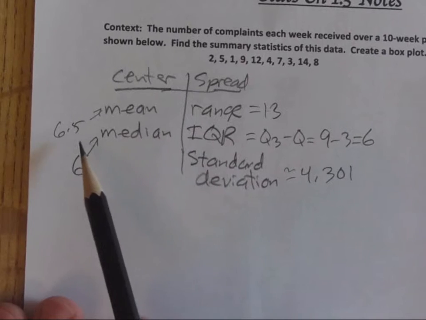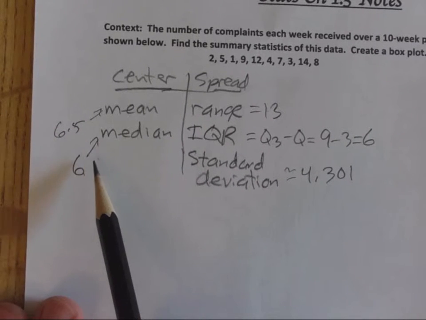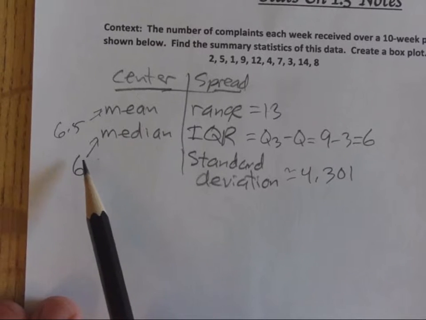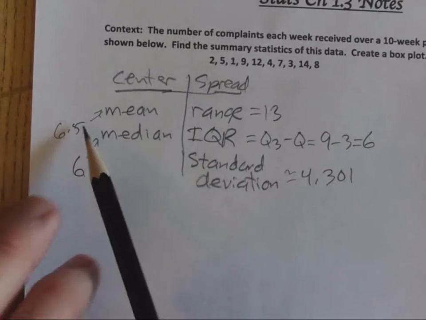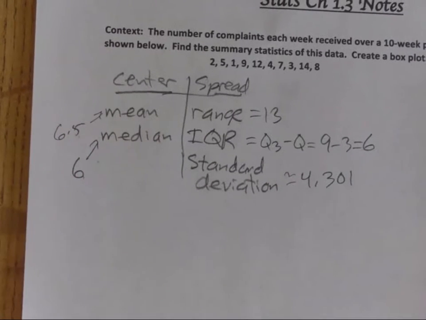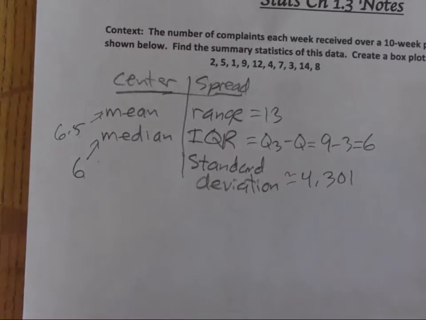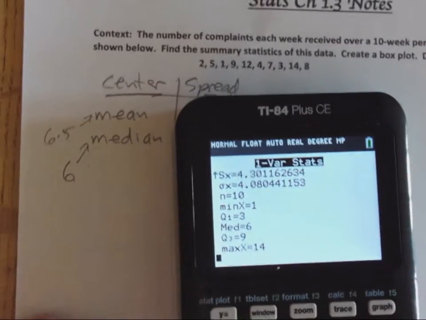Now, by the way, note that the mean is bigger than the median. That's evidence that it's skewed to the right, because when the shape is skewed to the right, it typically pulls the mean toward it. So that's a little clue there. So that's how you get your summary stats using your calculator. Now let's get a box plot. And so this is how we're going to do our graphs.